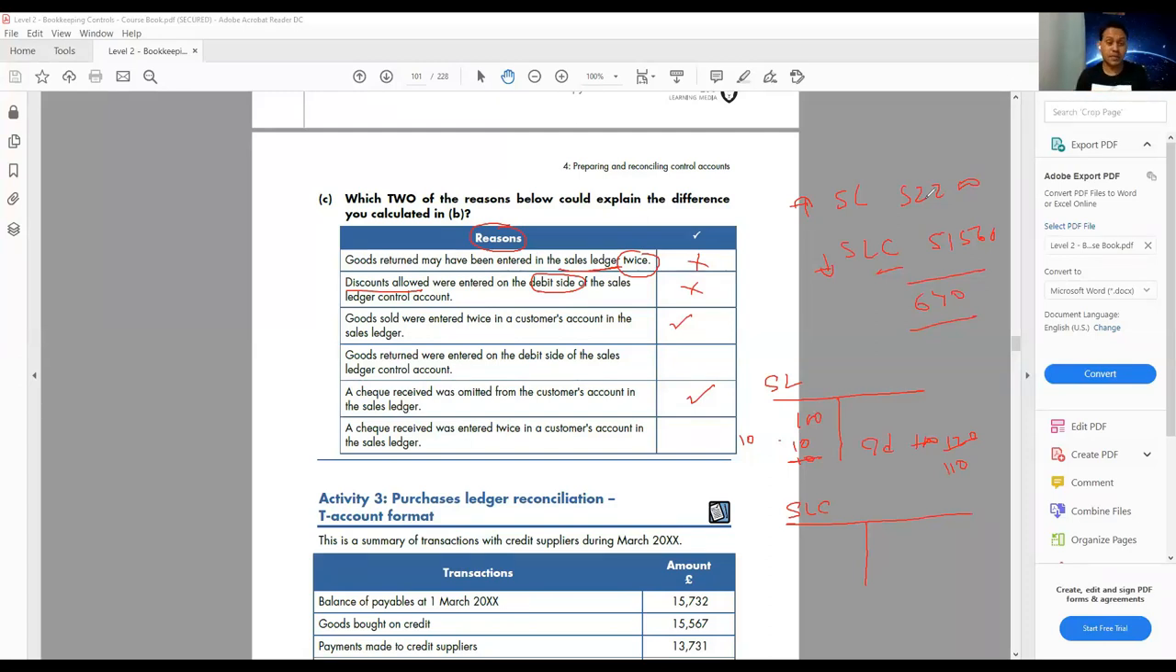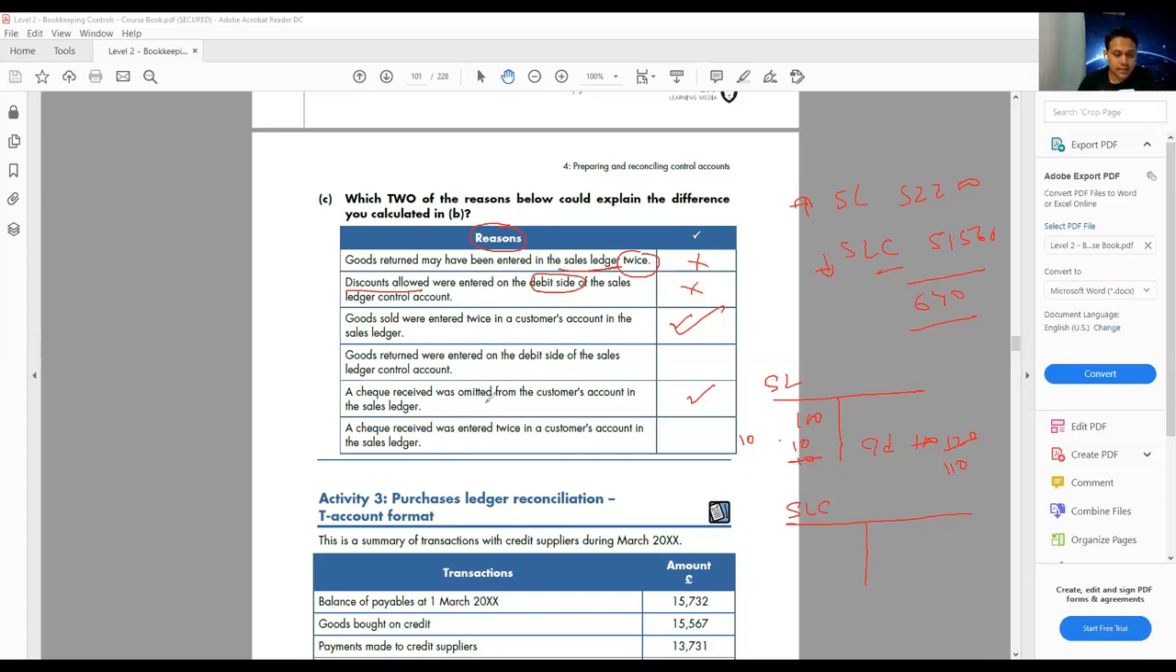Let's say we have 50 customers, and every customer has different sales. I made a sale for £10, but I record it twice, 10 and 10, and because of that my balance has gone up. This could be the reason. So I say, yes, this is the reason. Then goods return were entered on the debit side of the control account. That cannot be the reason, because our control account is already less, and I don't want to make it even less.